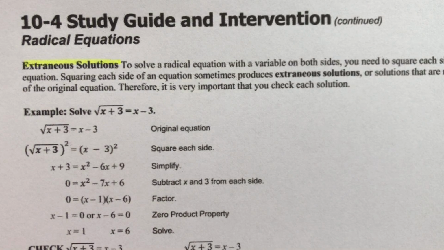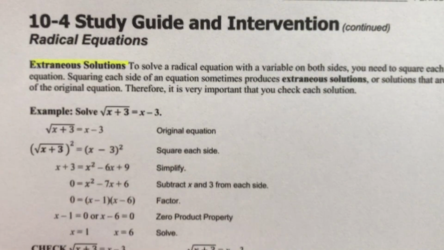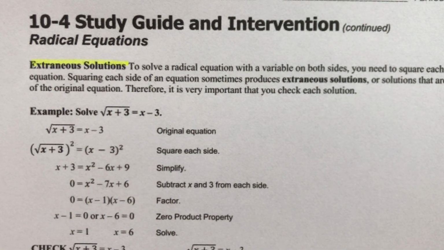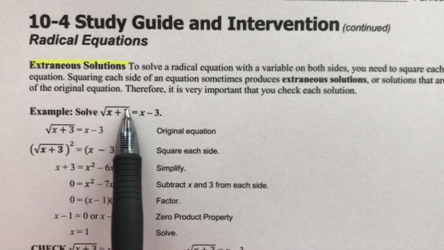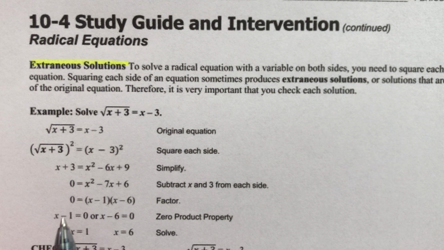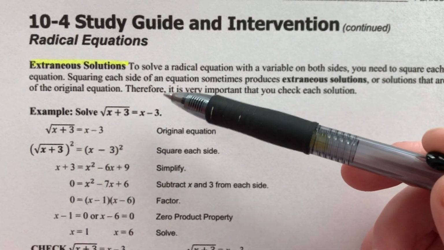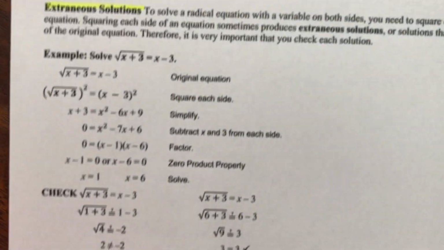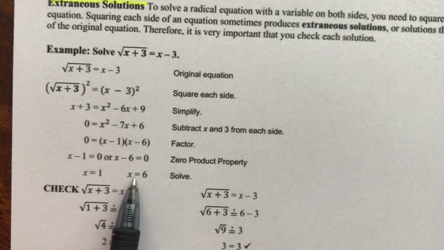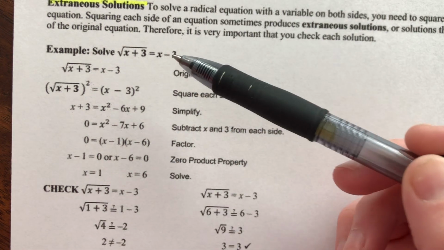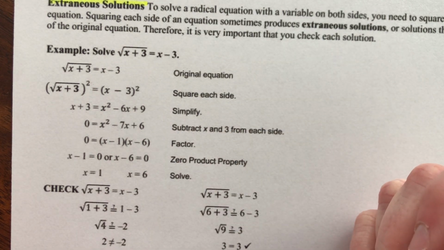This is part 2 of lesson 10-4, and we're talking about radical equations. So in this video, we're going to focus on extraneous solutions. An extraneous solution comes from when you're solving an equation with a radical and you have variables on both sides of the equation. So what happens is you solve, and then sometimes the two solutions you get when you solve, if you plug them back into the original equation, they don't always both work.